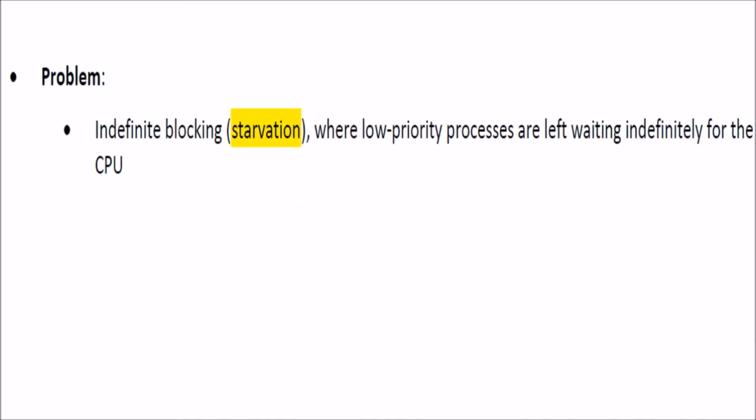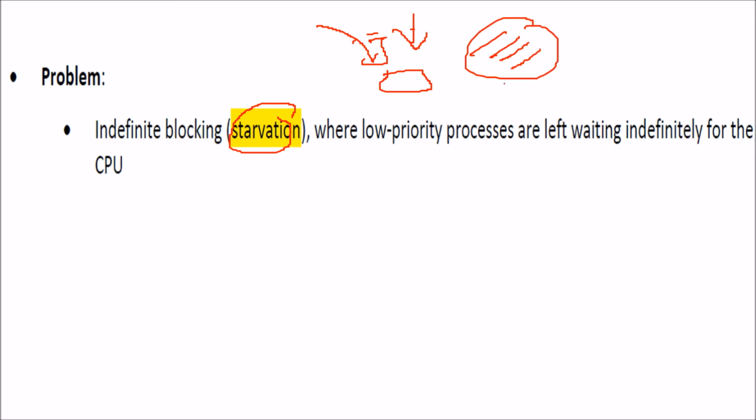But there is a problem. There is a problem of starvation. In priority scheduling, if higher priority processes keep coming, the processes with lower priority will never get a chance. So they will be starved. They will not get food to eat.